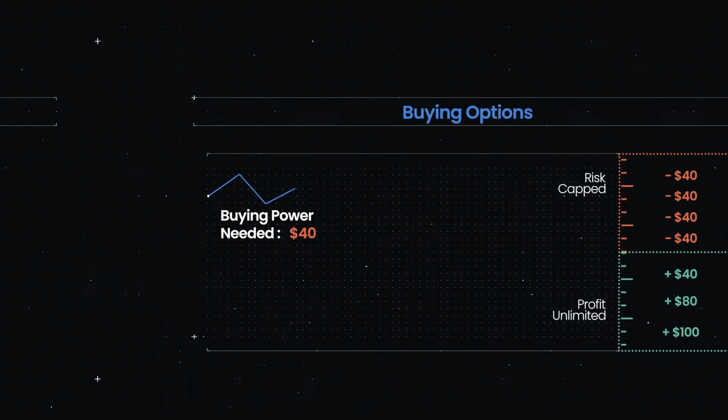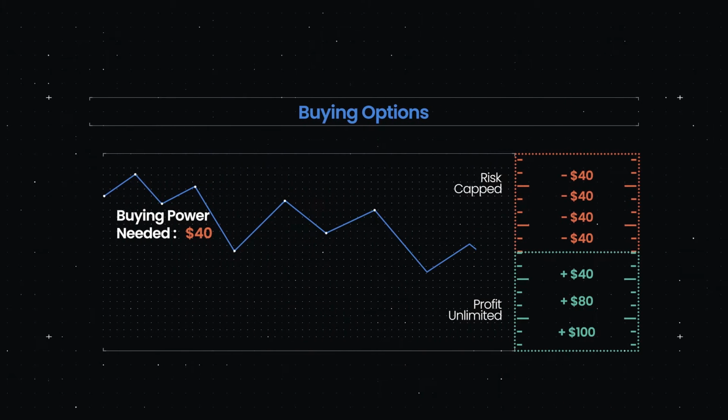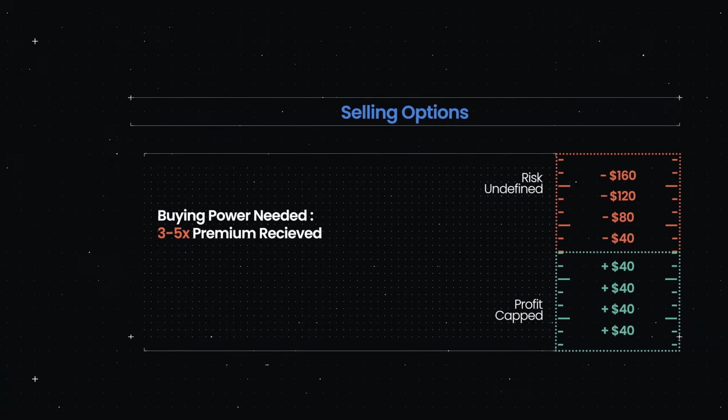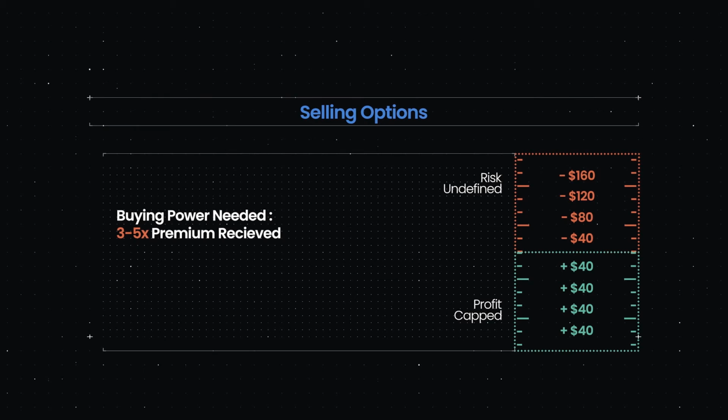When you are long the option, figuring out your buying power is simple since it is just the amount you paid for the contract. When you are short the option, figuring out your buying power is a bit more complex. Your broker will provide you with how much capital you will need to enter the trade, but it will not just be the price of the contract.